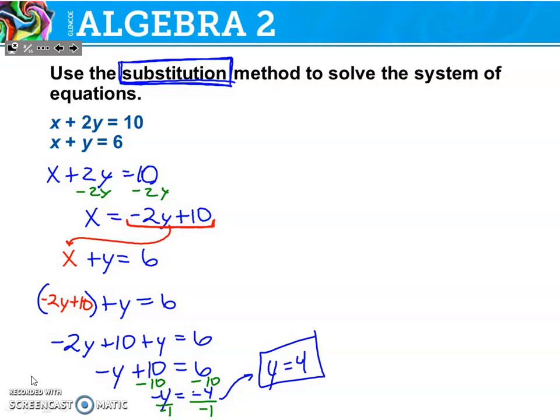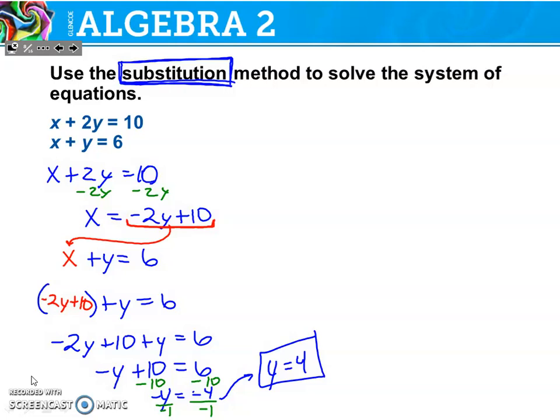Now that I have found y equals 4, I need to take that knowledge and plug it back into either one of these two equations. It does not matter which equation you plug it into. They will both give you the same answer. So I'm going to take y equals 4, and I'm going to plug it into either one of these two equations.